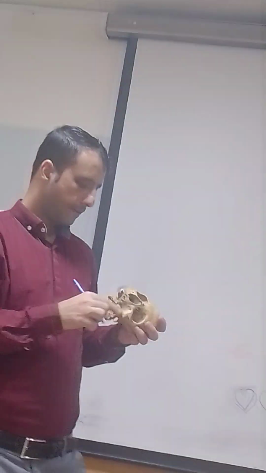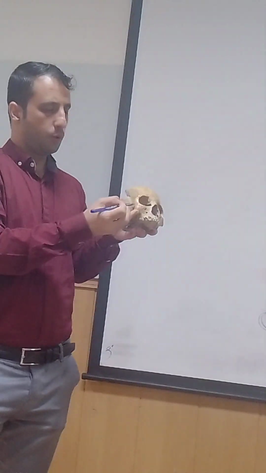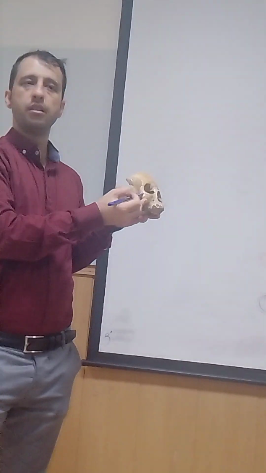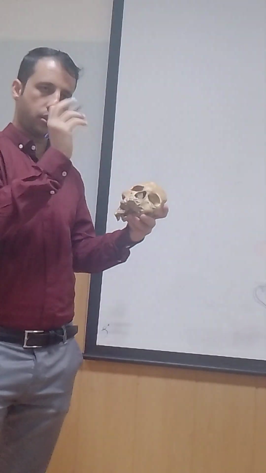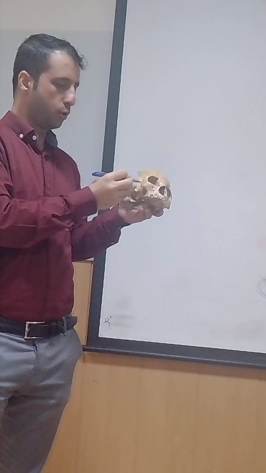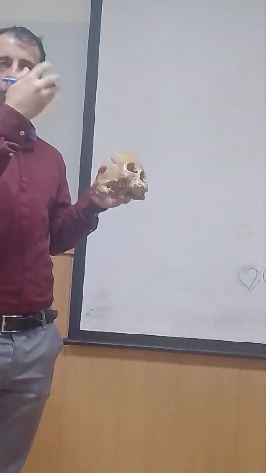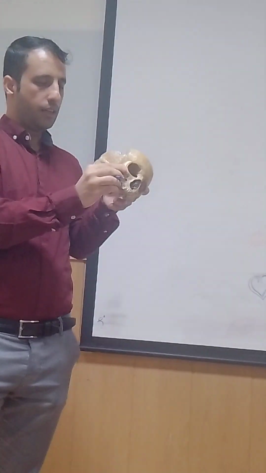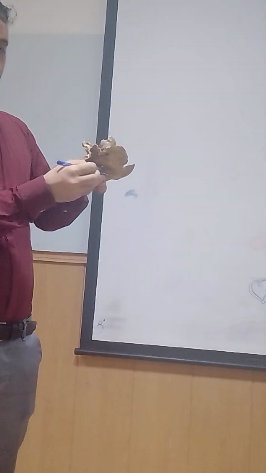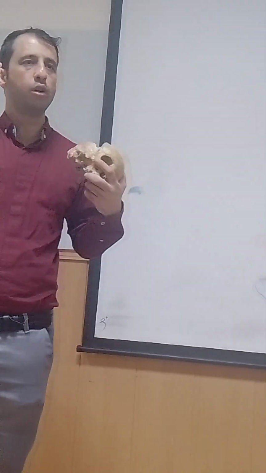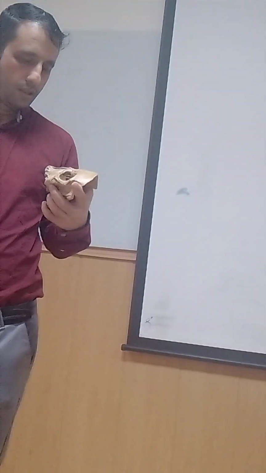Another structure in this area is the zygomatic bone. In the zygomatic bone you can see this foramen, the zygomaticofacial foramen. The lesser wing of the sphenoid also forms the superior orbital fissure. At the posterior part of the body of the zygomatic bone, we also have a small foramen which is named the zygomaticotemporal foramen.